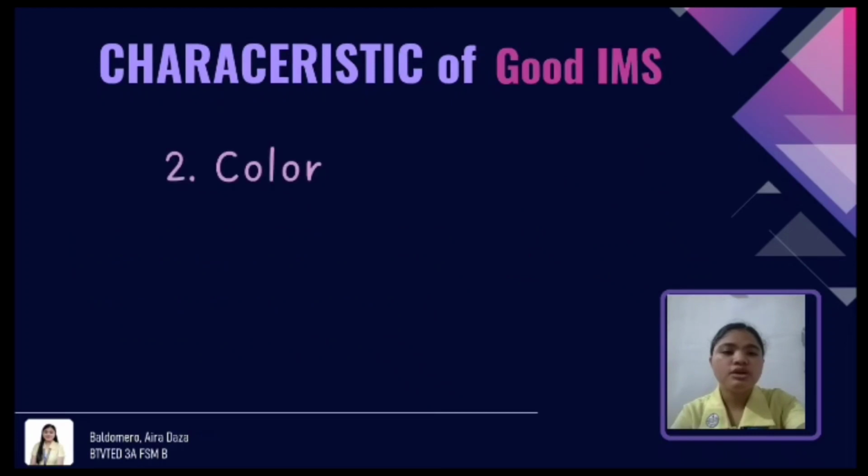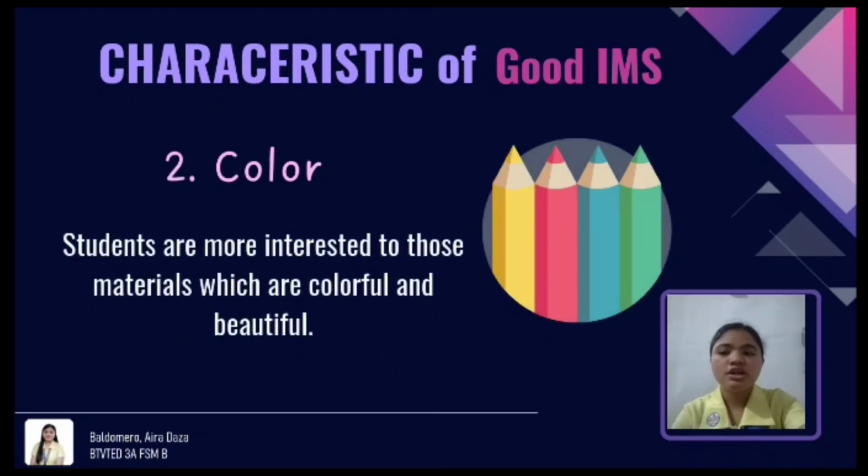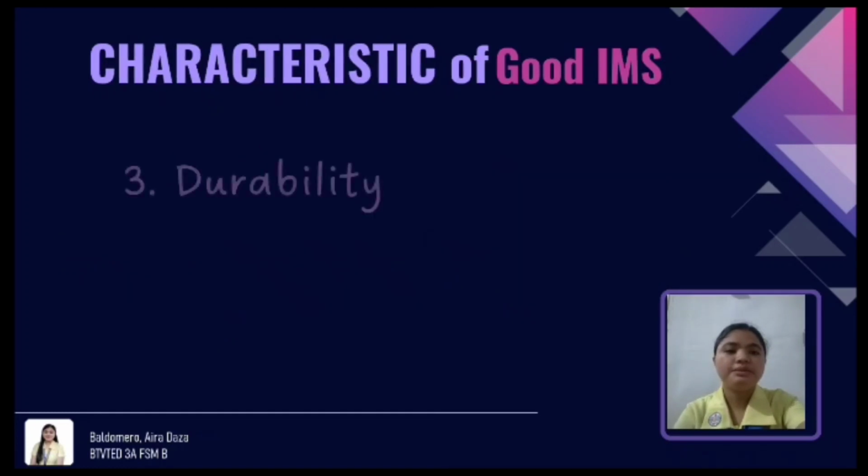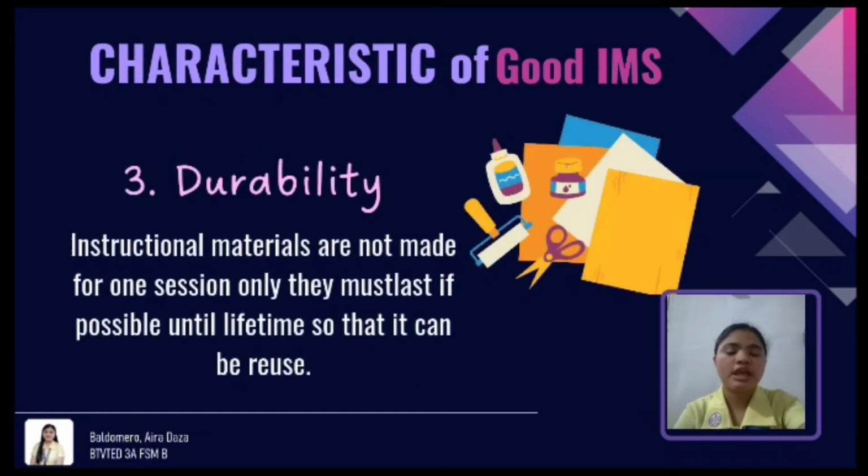So, number 2 is the color. Students are more interested in materials which are colorful and beautiful. Remember that students are mostly more attracted to bright colors because they easily catch the students' attention and facilitate the learning process. So number 3 is the durability.